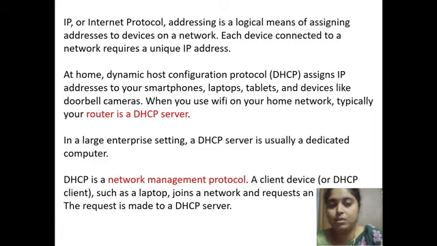IP, Internet Protocol, addressing is a logical means of assigning addresses to devices on a network. Each device connected to a network requires a unique IP address. For example, at home, DHCP assigns IP addresses to your smartphones, laptops, tablets, and devices like doorbell cameras. When you use Wi-Fi on your home network, typically your router is a DHCP server. In large enterprise settings, the DHCP server is usually a dedicated computer, so a separate computer is maintained for this DHCP process.